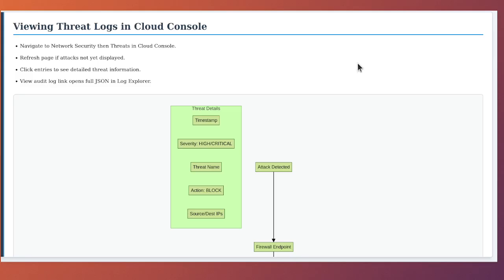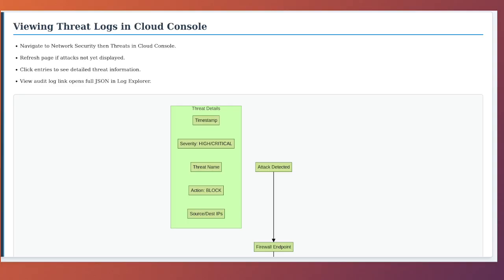Cloud Next Generation Firewall Enterprise logs all detected threats to Cloud Logging. We can read these logs in the Cloud Console to see details about each blocked attack. Navigate to Network Security in the Cloud Console, then select Threats from the left menu. This view shows a summary of detected threats across your environment. You may need to refresh the page a few times before the attacks appear.